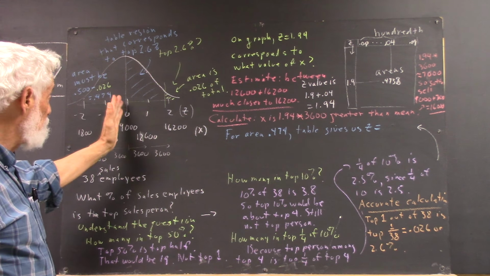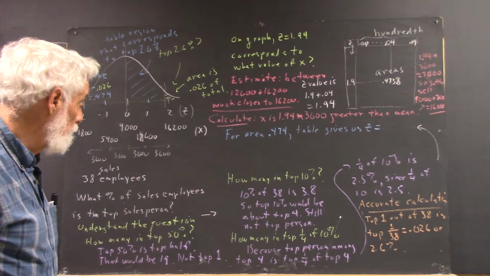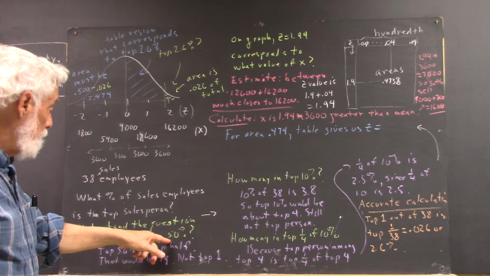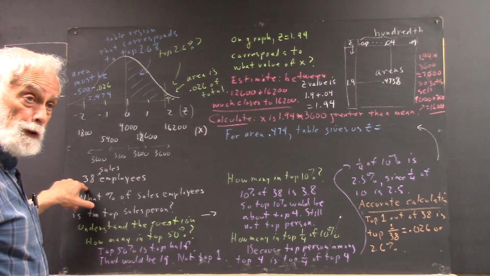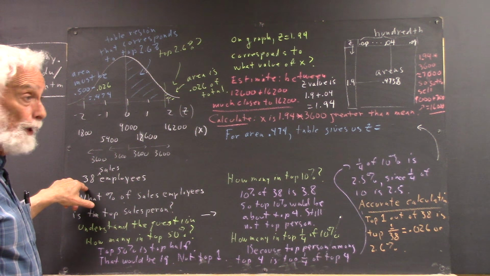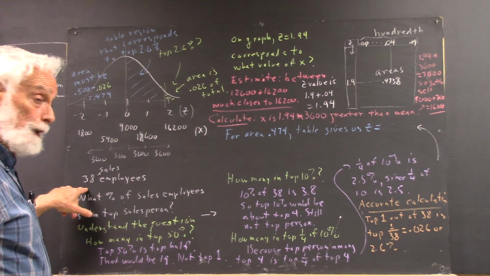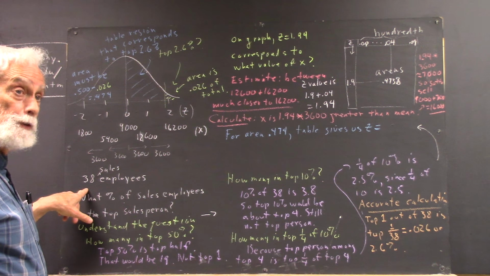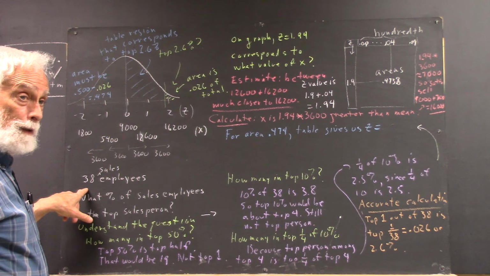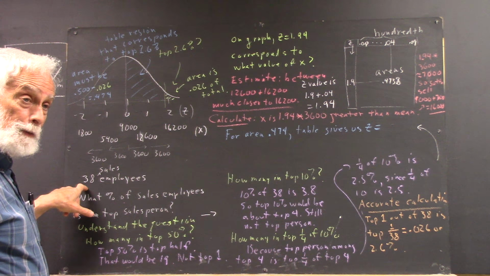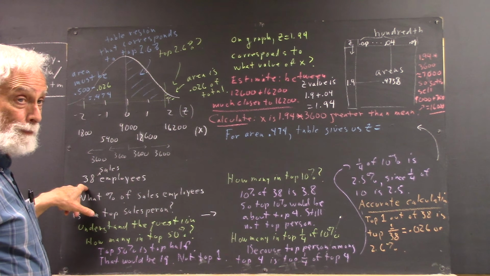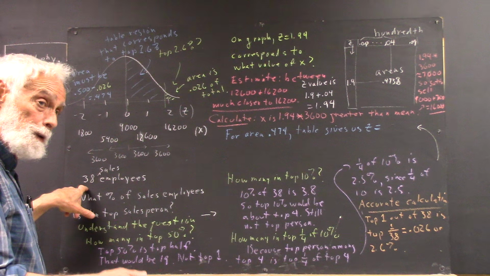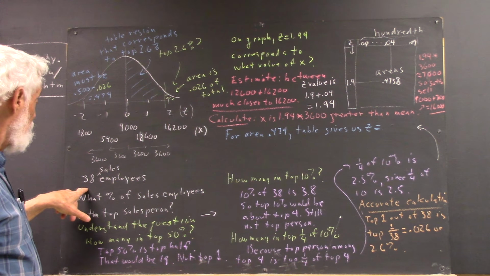So the top 50%, that would be from here all the way over. How many would that be? That'd be 50% of your employees. 50% of 38 is half of 38. Okay? There are many ways to calculate half of 38 without reaching for a machine. Okay? Half of 30 is 15. Half of 8 is 4. 15 plus 4 is 19.